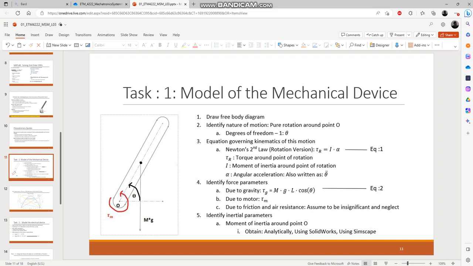We can define our objective as to obtain a function for theta with time as the independent variable. So the function would be of the form theta equals f of t, with theta as the dependent variable and t as the time. Well, stage 1, drawing the free body diagram, is done.